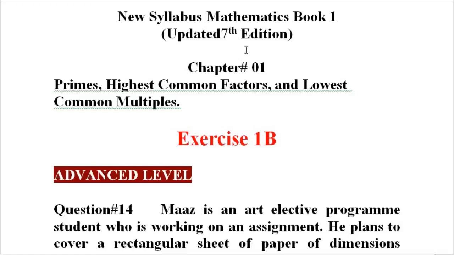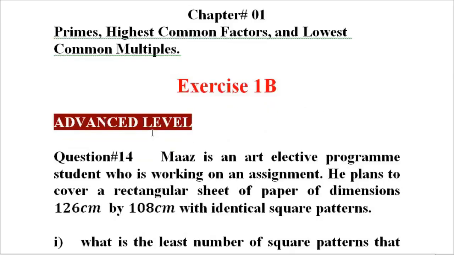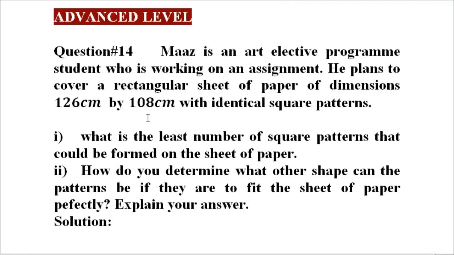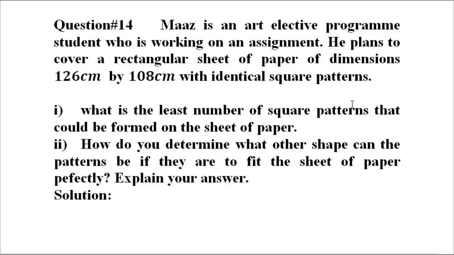New Syllabus Mathematics Book 1, updated 7th edition, chapter number 1, Primes, Highest Common Factors and Lowest Common Multiples, exercise 1B, question number 14. Mars is an art elective program student who is working on an assignment. He plans to cover a rectangular sheet of paper of dimensions 126 cm by 108 cm with identical square patterns.